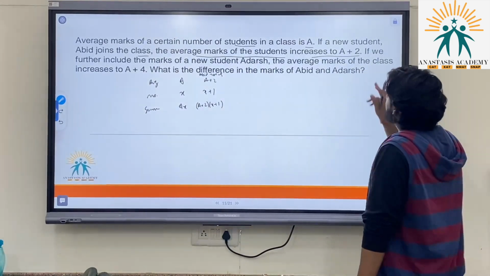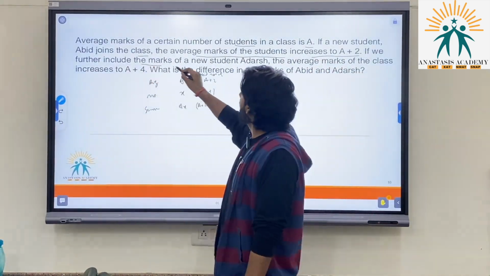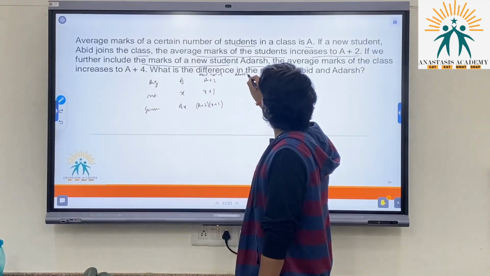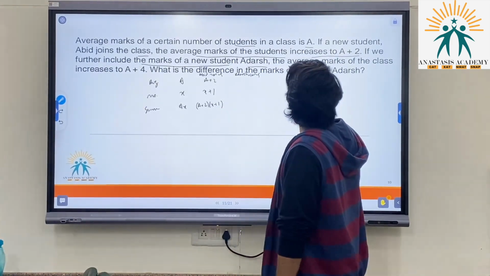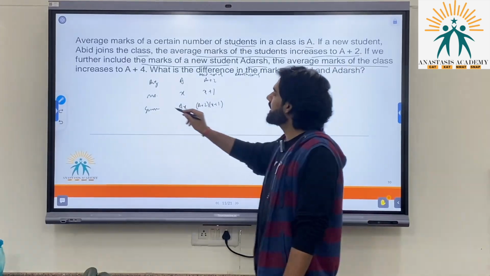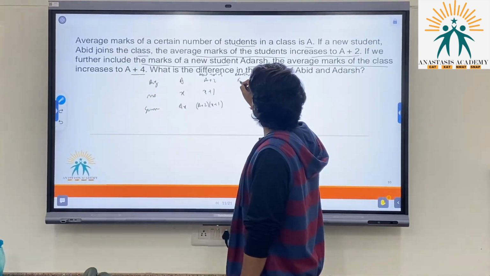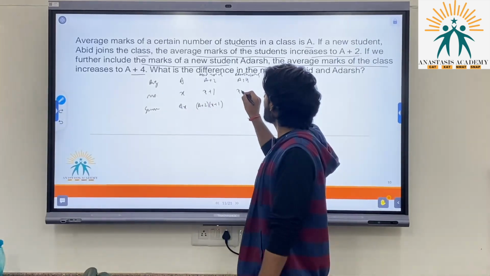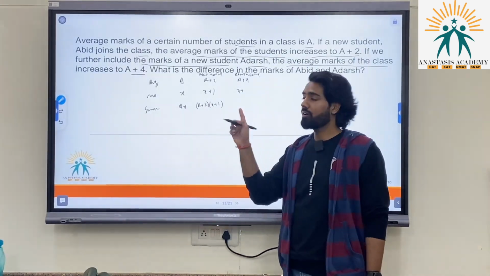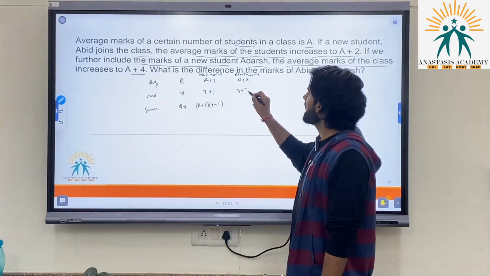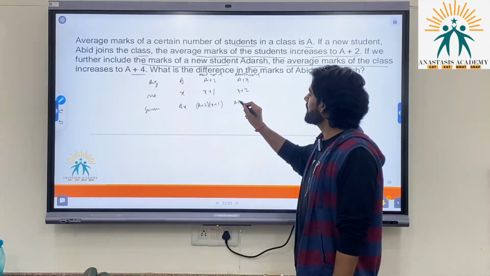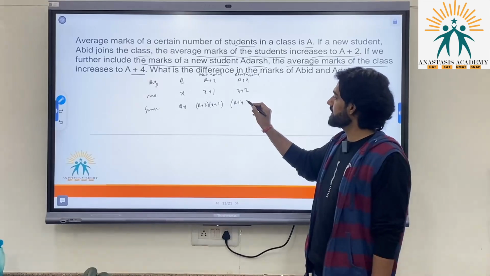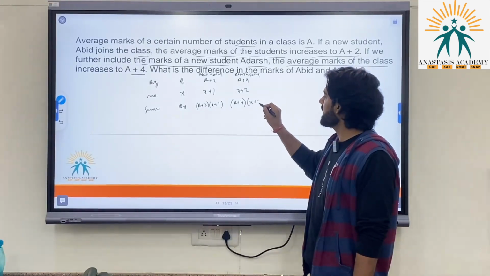Now, if we further include the marks of a new student, Adarsh, when Adarsh joins, the average marks of the class increases to A plus 4. Also, the number of students increases by 1 because Adarsh is joining, so it has become X plus 2. So the sum of marks in all these three cases, I am writing here.